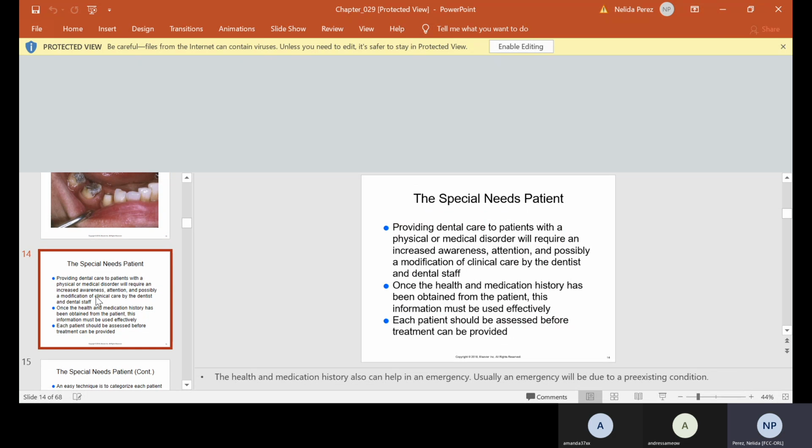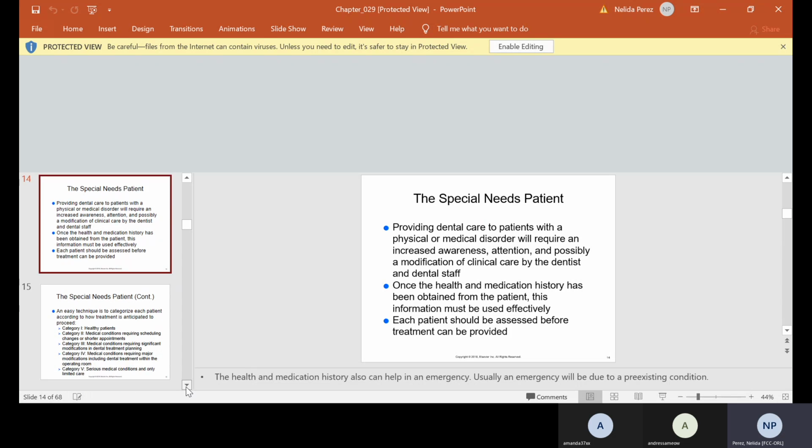For special needs patients, providing dental care to patients with a physical or medical disorder will require an increased awareness, attention, and possibly a modification of clinical care by the dentist and dental staff.